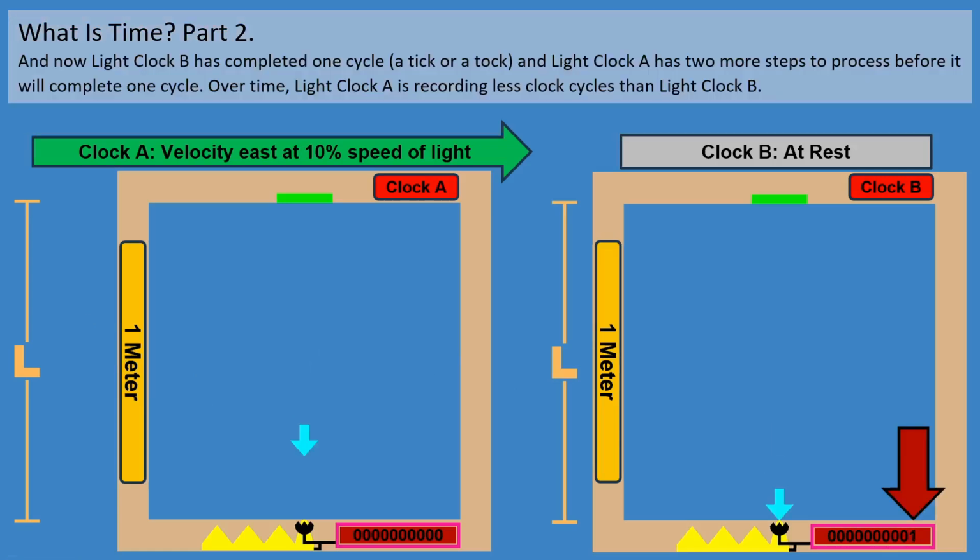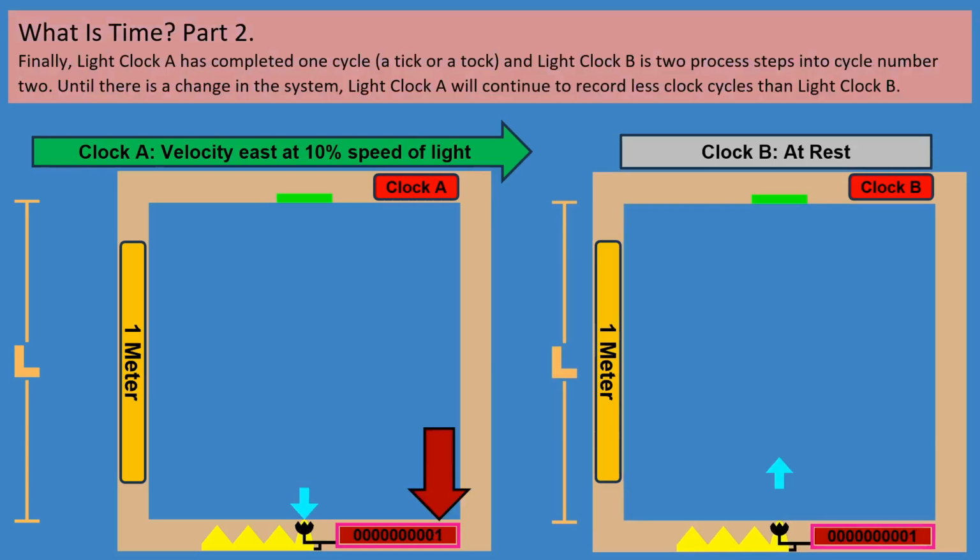We can continue until light clock B has now completed one cycle, a tick or a tock that we can measure, and light clock A has 2 more steps to process before it will complete one cycle. Over time, light clock A is recording less clock cycles than light clock B. And the two light clocks continue to process until finally, light clock A has completed one cycle, a tick or a tock that we can measure, and light clock B is 2 process steps into cycle number 2. Until there is a change in the system, light clock A will continue to record less clock cycles than light clock B.